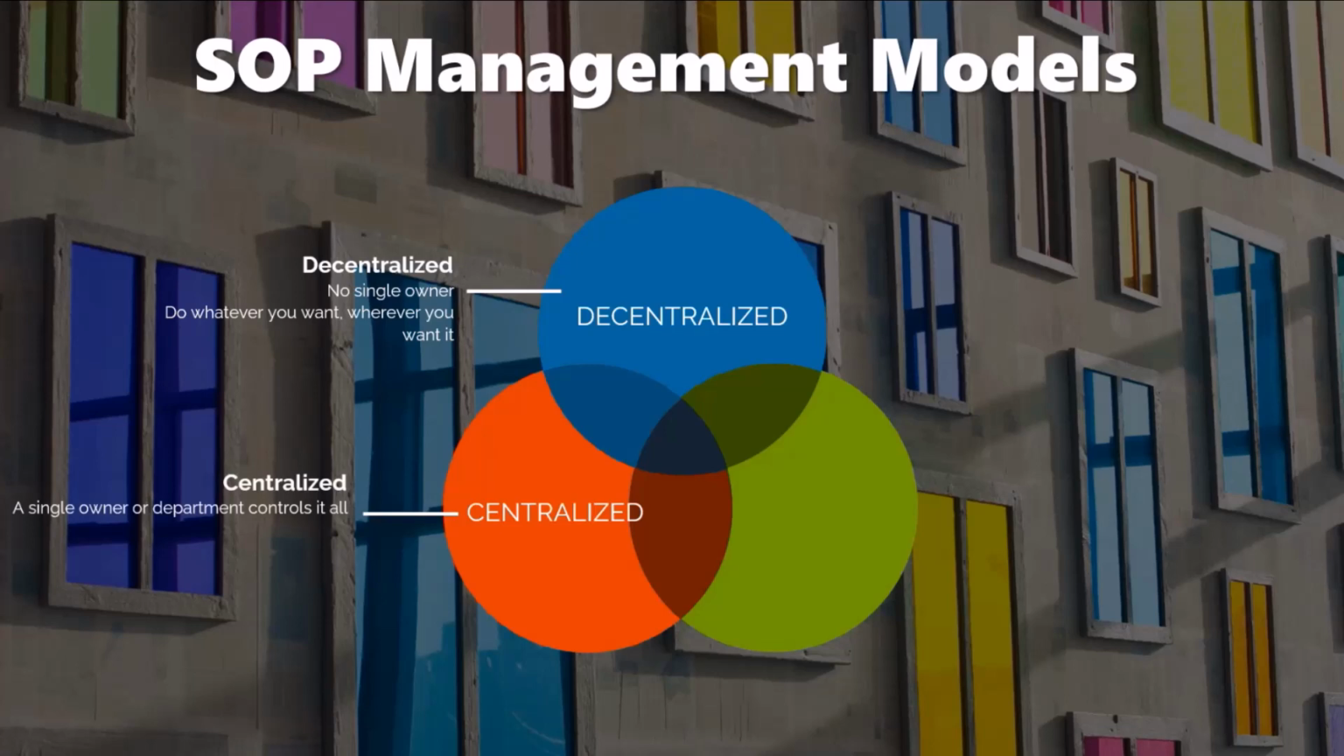Then there's the opposite extreme. There's a completely centralized model, right? We have an SOP office. They manage the library of SOPs. They help to define all the SOPs, and they are the ultimate owner of standard operating procedures everywhere within the organization.